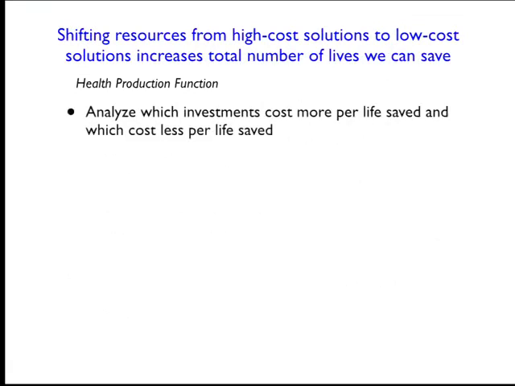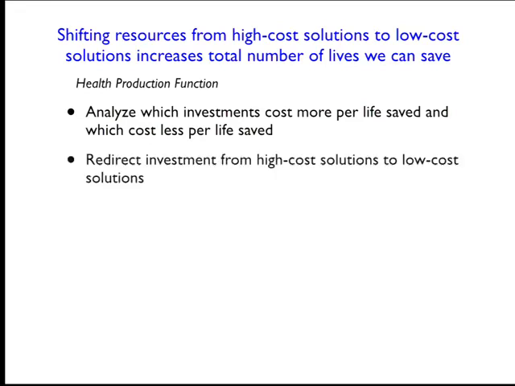So the idea behind the article that's in the syllabus is to do a review and analyze which investments cost more per life saved and which cost less per life saved. This is what we refer to as a meta-analysis. The authors who wrote this article did not go and try to calculate the return in terms of lives saved per dollar for all of the things that they list in that article. It's more like they go and find studies that have calculated those and then summarize the results from all of those studies.